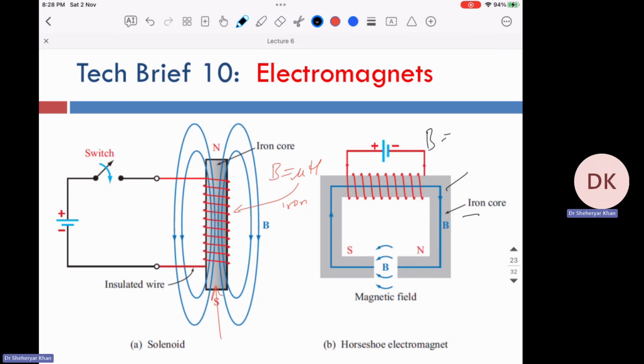So B is equal to mu H. Mu is the magnetic permeability of the iron or the steel. This helps the magnetic flux to flow from here to here, and the magnetic field within this air gap would be very, very strong. Let's say if you want to pick some iron, or if you want to have some movement inside it, or you want to provide an external field to some coil, this construction would be really, really powerful.